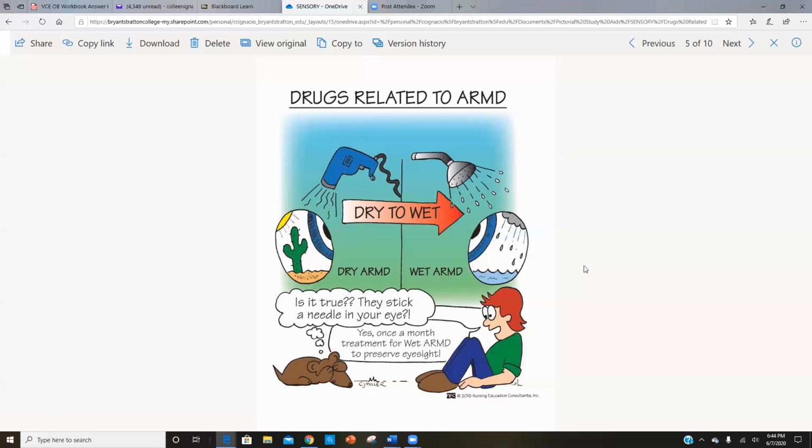So for wet macular degeneration, there may be laser therapy used to seal the leaking blood vessels, and then ocular injections to inhibit blood vessel growth. And so that's what the gentleman at the bottom is saying, yes, once a month I'll get these treatments. So they may have to have injections in their eyes.